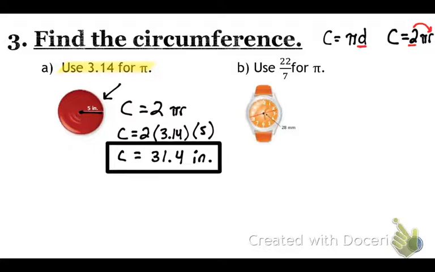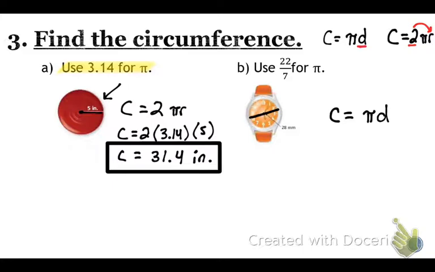All right, let's go ahead and do a different example. As you can see over here, it says we are going to use 22 divided by 7 for pi. Remember, 22 over 7 is another way to say 3.14. So let's plug this in. If this is all the way across, is that the diameter or the radius? That's the diameter. So what is the formula for finding circumference using diameter? C equals pi times diameter.